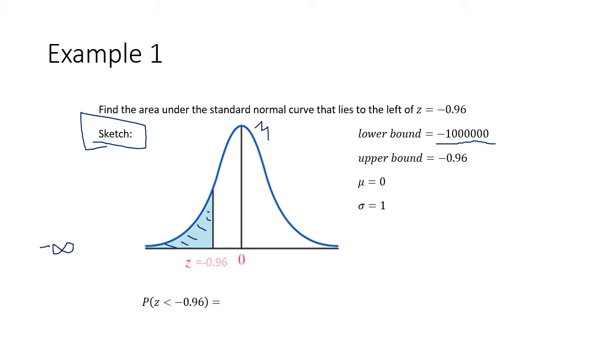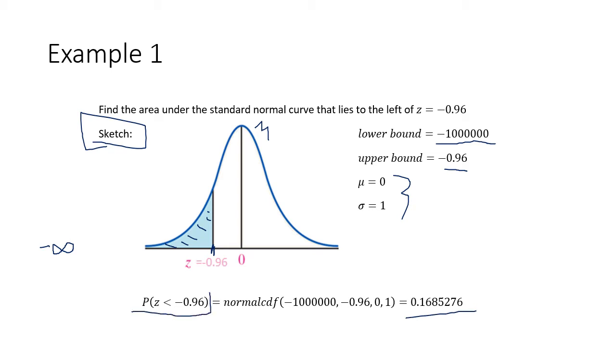The upper bound, again, is where this gets cut off at the right-hand side. And so it's getting cut off at the right here at my z-score, so that's my negative 0.96. And again, because it's a standard normal curve, it's always going to have those two values, 0 for mu and 1 for the standard deviation. And once you have all those values, it's just a matter of plugging them into the function, or if you have the wizard, pasting into the function, hitting enter, and then that gives you the area, which is also equal to the probability.